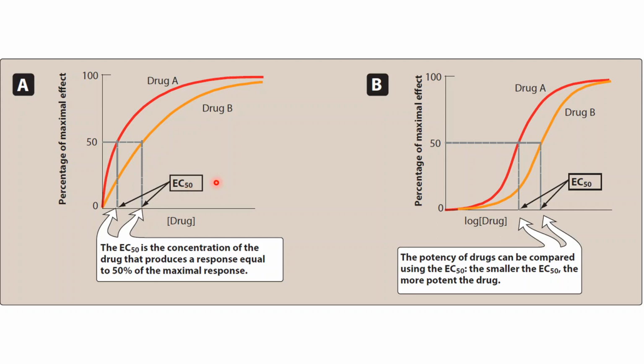So the EC50, or effective concentration, that produces 50% of the maximal response, is a constant for every drug. It will not depend on the concentration or the dose of the drug. So actually it is the dose or concentration itself. The lower the EC50, the more potent the drug is. So the lower concentrations will make the drug more potent.